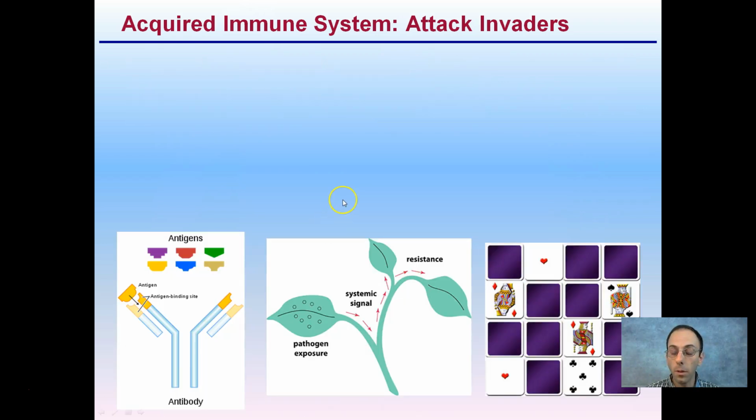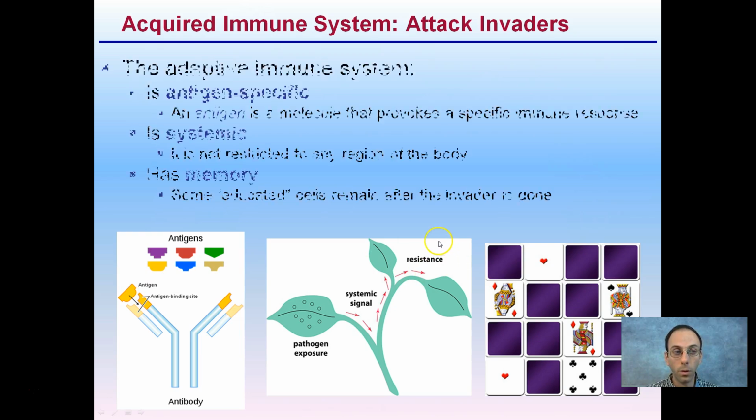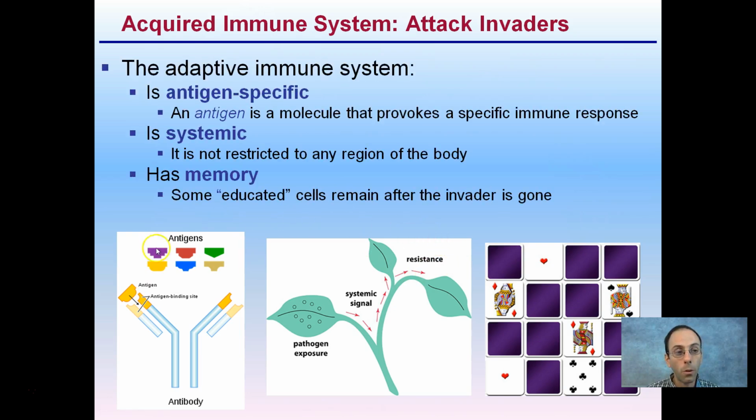So the acquired immune system attacking the virus has three main components to it. The first one is that it is antigen-specific. So here are our antigens. These antigens are a molecule that provokes a specific immune response. It's specific to an antibody. So the antigen is the specific molecule that is initiating this immune response.